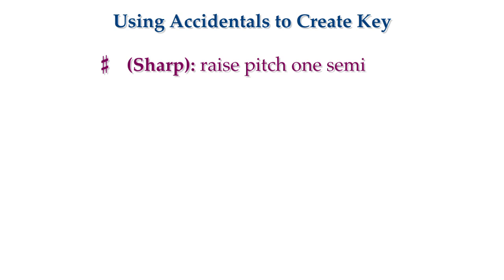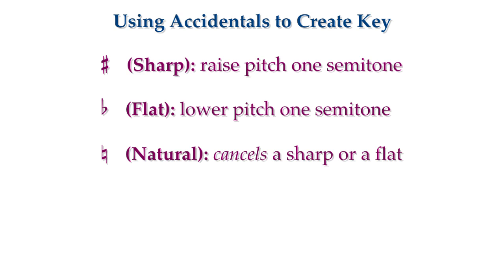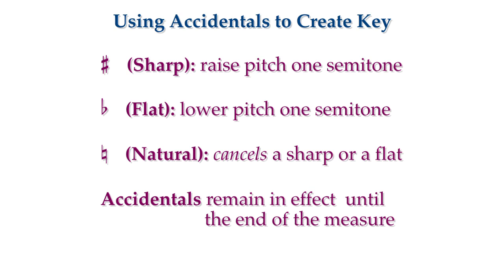The accidentals are the sharp, which raises a pitch 1/2 step, the flat, which lowers a pitch 1/2 step, and the natural, which cancels a flat or a sharp. Accidentals are canceled at the end of the measure.